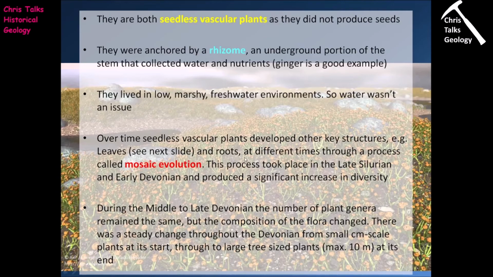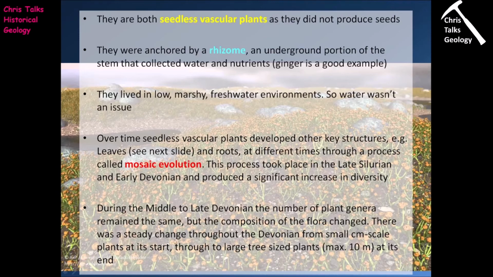Now, obviously, once you have leaves and roots, the plants are going to be more efficient. This means they can move into different environments, and this is going to lead to a significant increase in diversity. So during the middle to late Devonian, the number of plant species, or should I say genera, remained pretty much the same, but the composition of the flora changed.